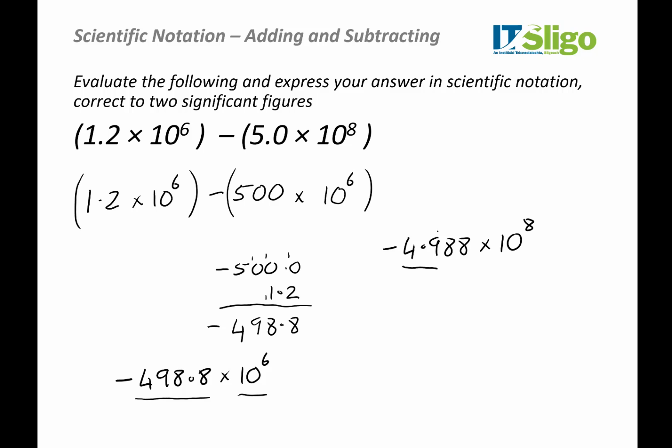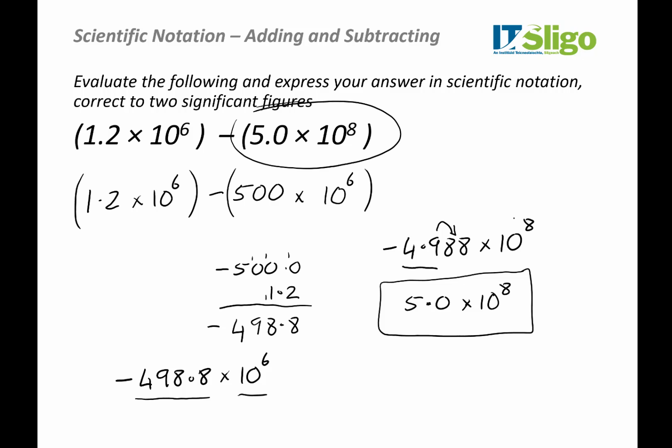There's my two significant figures. I look over, so that means I have to round up. 5.0 by 10 to the power of 8. And that's our answer. Even though it looks like it's part of the problem, correct to two significant figures, that's our answer there.